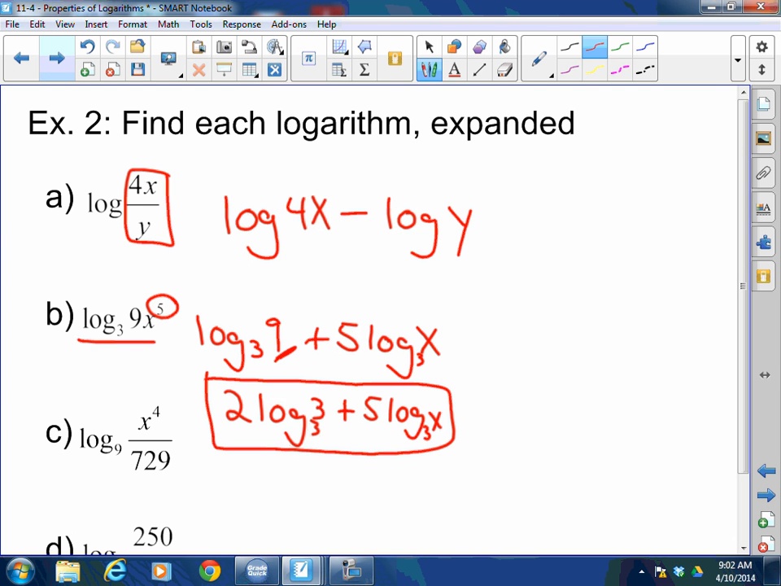I did not say find the value. If I wanted to find the value, then this would be 1, and it'd be 2 plus 5 log base 3 of x, right? But I did not say find the value. Thank you for caring, though. Does that make sense? Okay, let's continue.